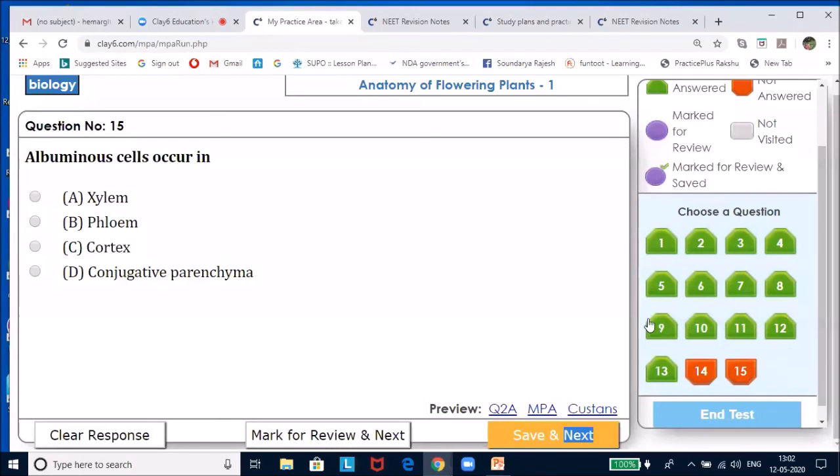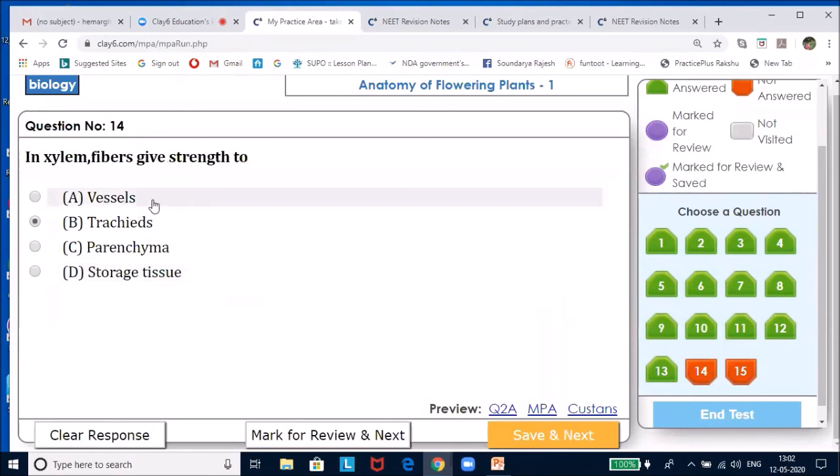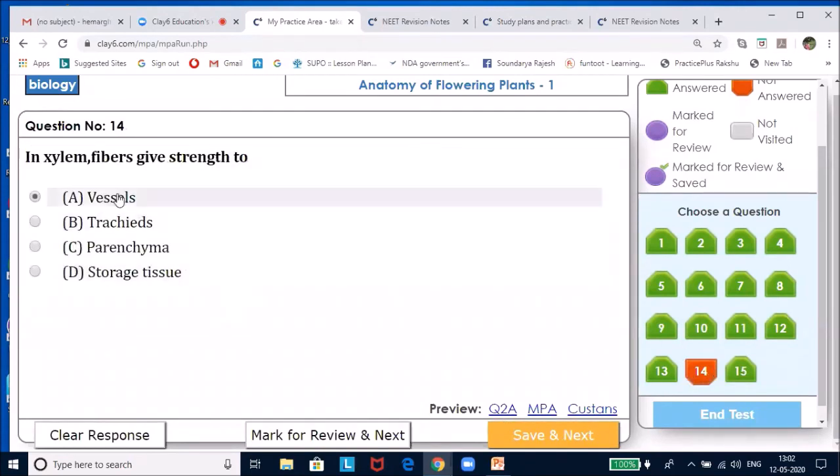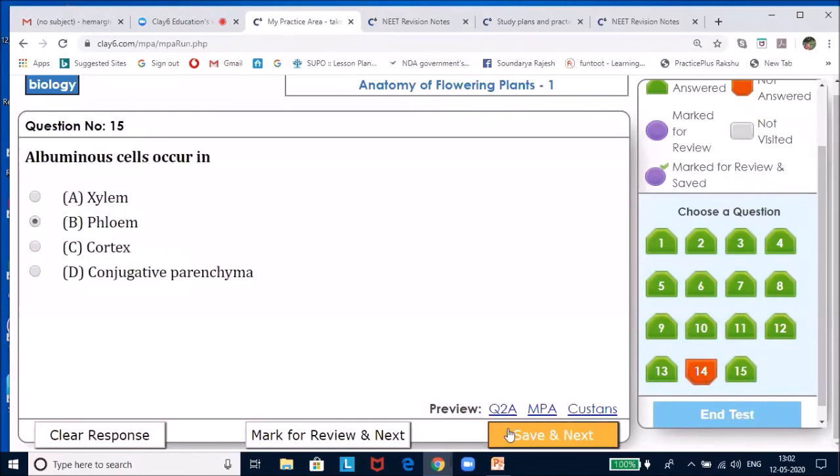In xylem, fibers give strength to vessels. I have the 14th question. Why did it not click here? I don't know why. Okay, albuminous cells occur in phloem. I'm clicking it. It is not taking.